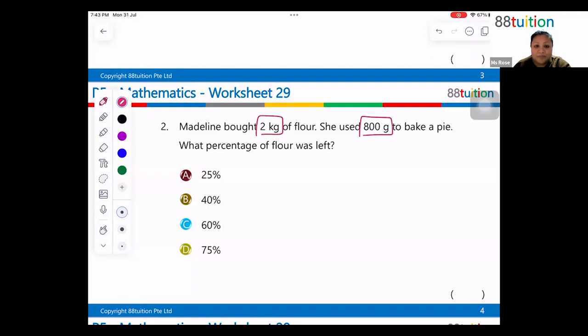So what do you need to do? Either you change it to kg for all, or you change it to grams. Okay? So in this case, they want to find out the percentage of flour left. Most probably, those of you who got it wrong, it's probably because you didn't see the word left, is it? Is that the reason? Yeah. So if she bought 2 kg, she used 800, what is she left with?